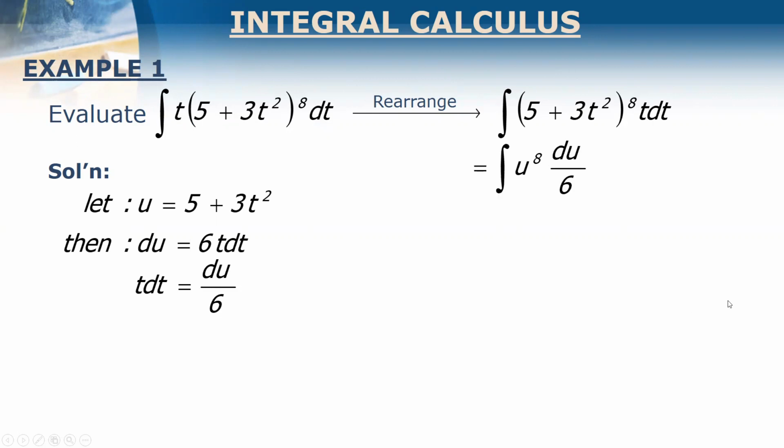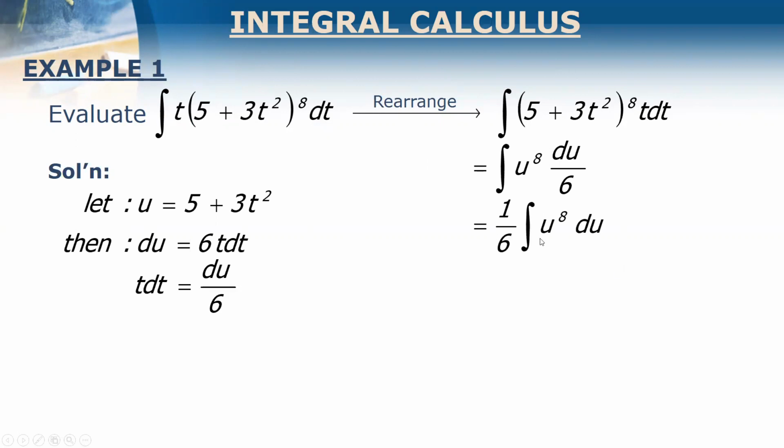Ano yung result? U, this one, 5 plus 3t squared raised to 8. T dt is du over 6. And then after this, use the property of anti-differentiation for constants. Now, constant, you can place it before the integral, such as this.